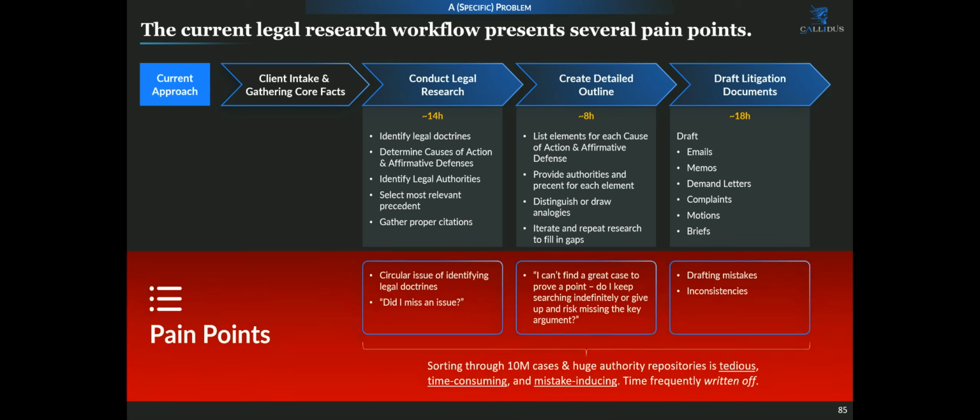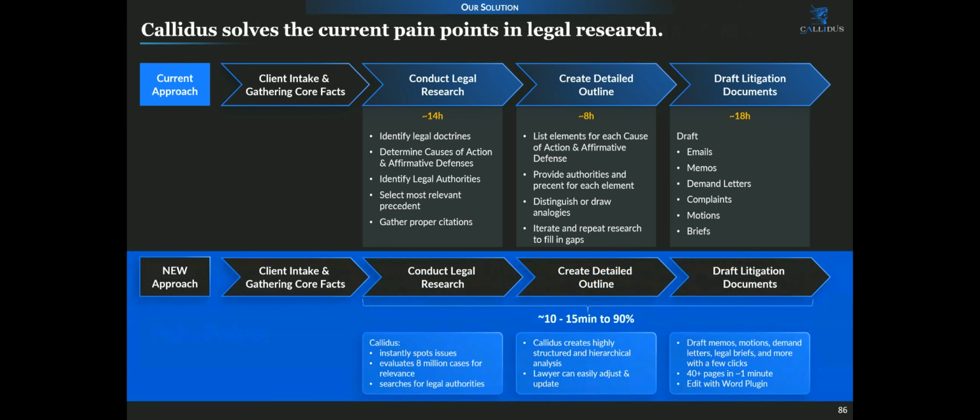And there are a lot of pain points associated with this, whether it's being unsure whether you've found all the issues, whether it's being unsure that you've found all the key cases relevant to each cause of action and each element within each cause of action, and so forth. The Calidus solution aims to help you get from start to finish in about 10 to 15 minutes and get you to about the 90% point, and then you're going to have to edit it, make adjustments, and so forth. Let's see it in action.